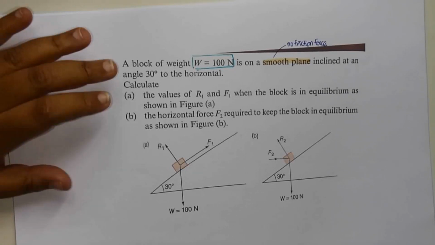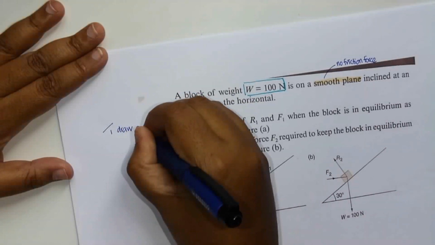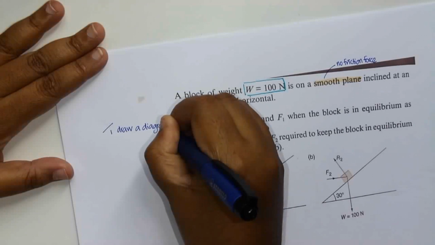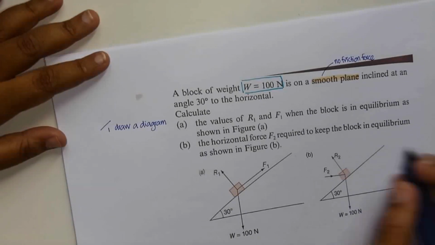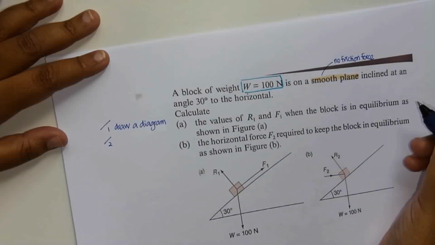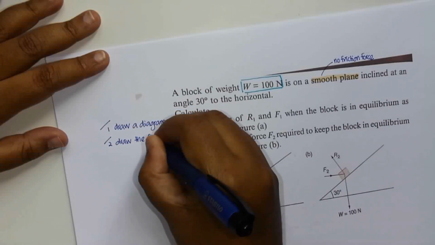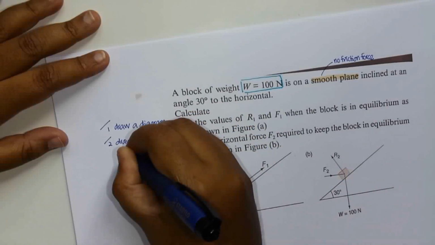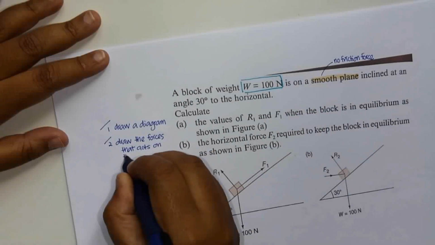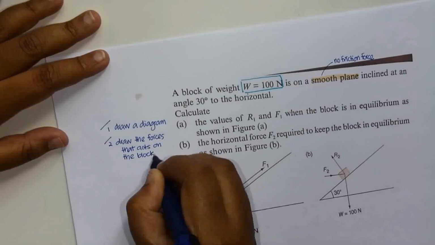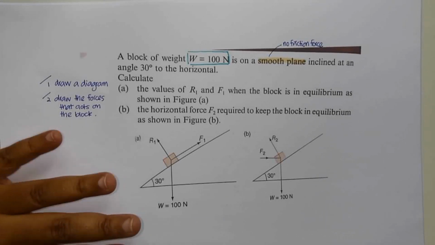So the first thing we know is we have to draw a diagram. In this case a diagram has already been given to us, so we can skip this step. Next, we have to draw the forces that act on the block. If you look here, the forces have already been drawn.